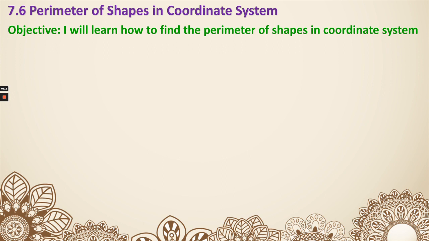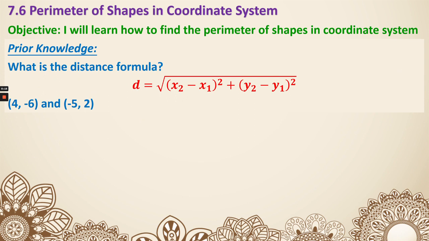Today we are going to talk about 7.6, where we'll learn about the perimeter of shapes in the coordinate system. This lesson is going to purely depend on something we have learned before, which is the distance formula: d equals the square root of (x2 minus x1) squared plus (y2 minus y1) squared. We have practiced this many times already in the previous lesson, so let's use an example to get a refresher.